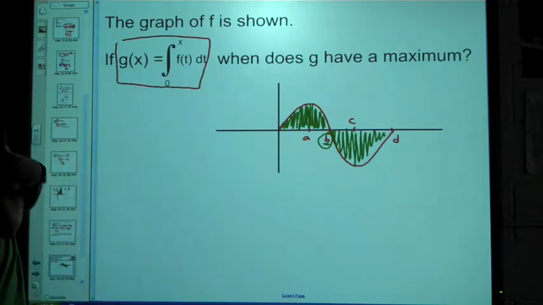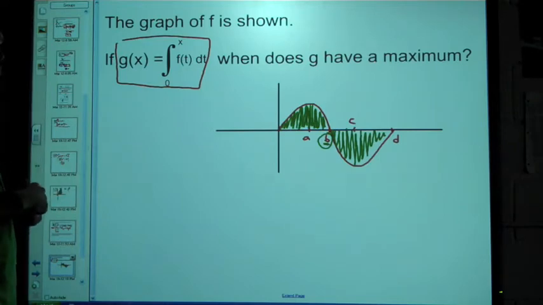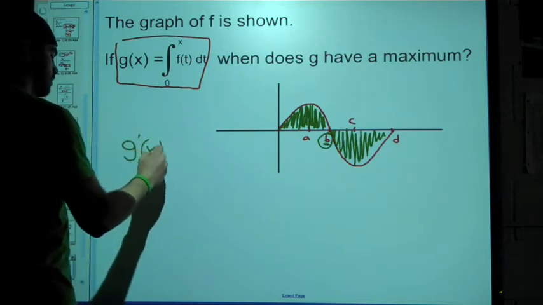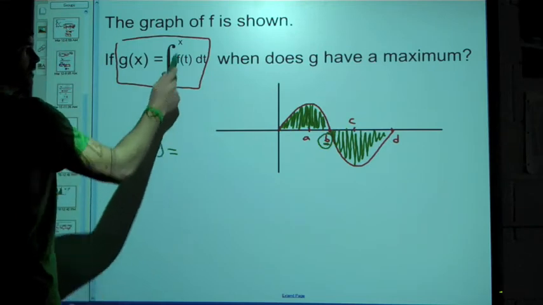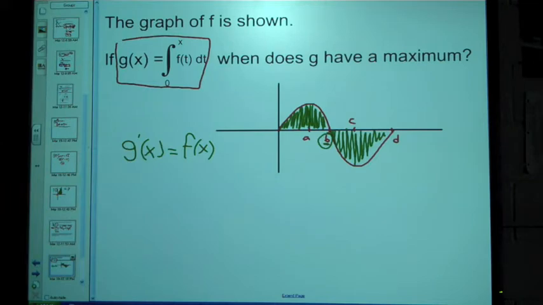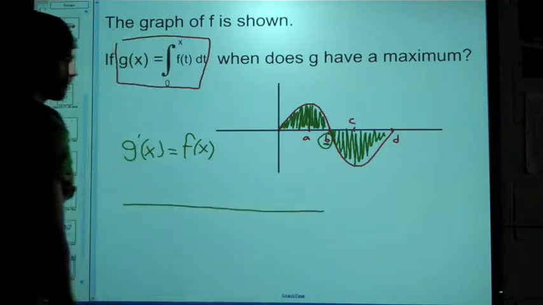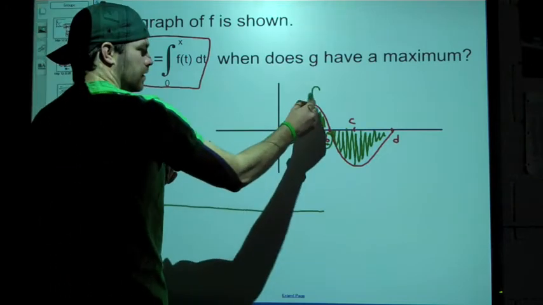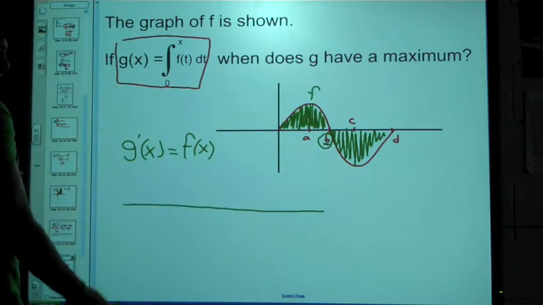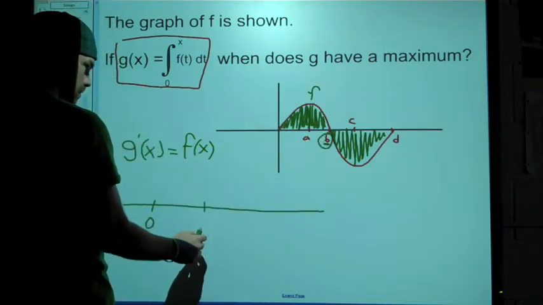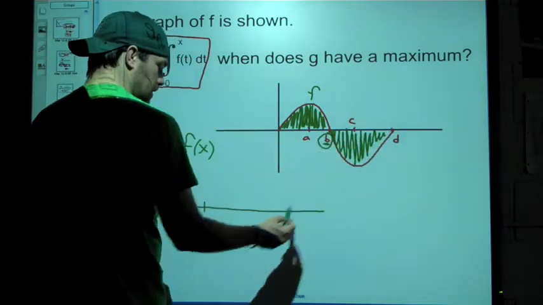Now the calculus behind it. How do I find a max or min? Sign chart of the derivative. So G prime, the derivative of this, would be, from 0 to x, just plug in x. G prime equals f. Sign chart. I want to find the zeros of G prime. That's the zeros of F. This is F. Where does F have zeros? At 0, at B, and at D.